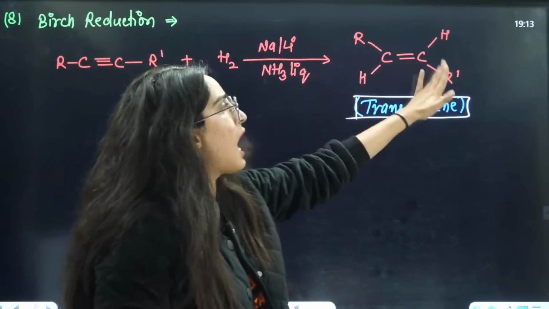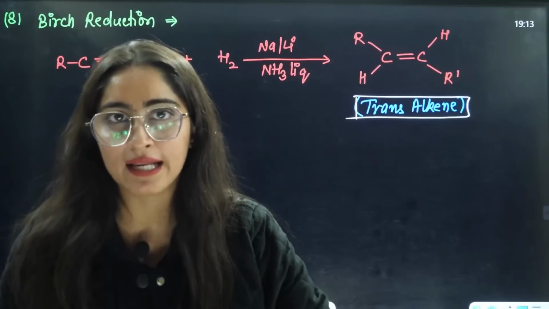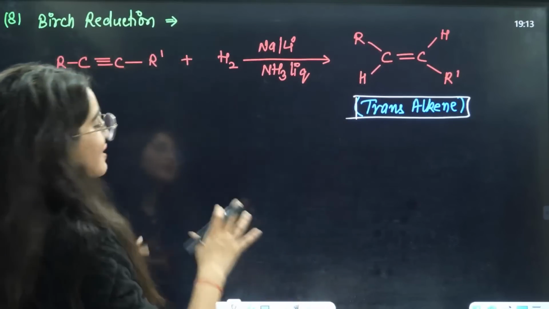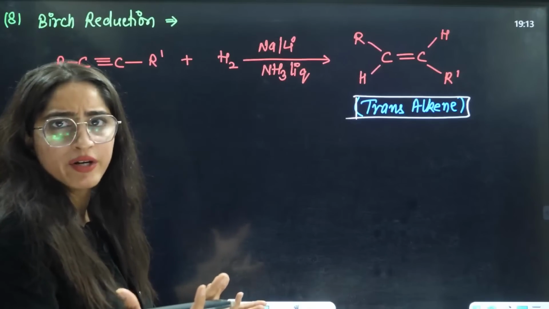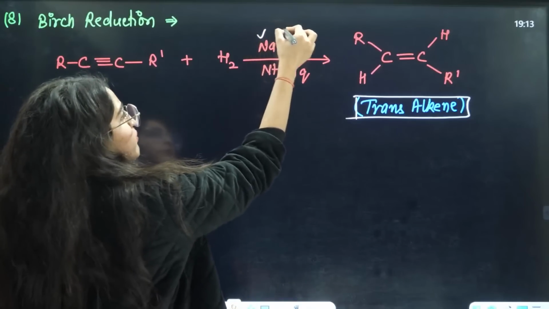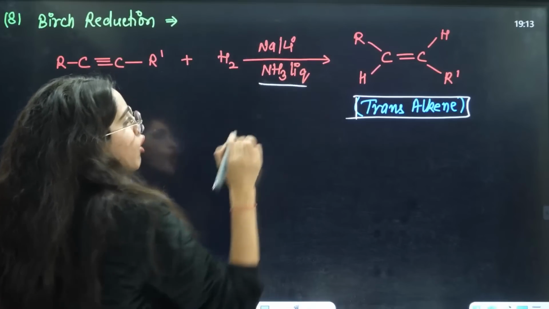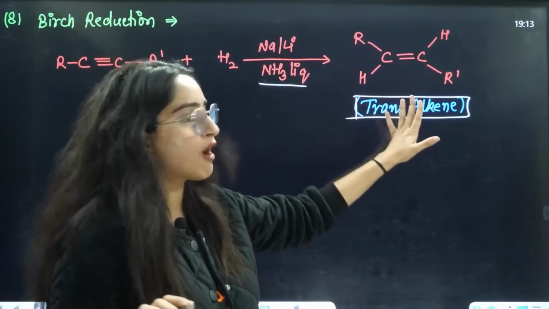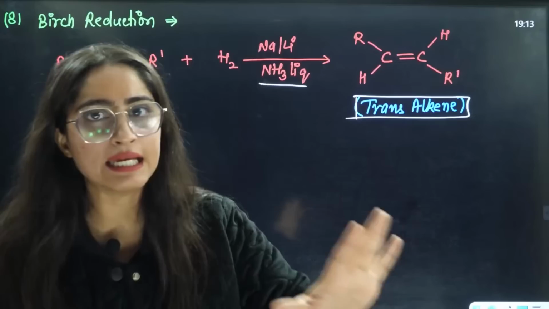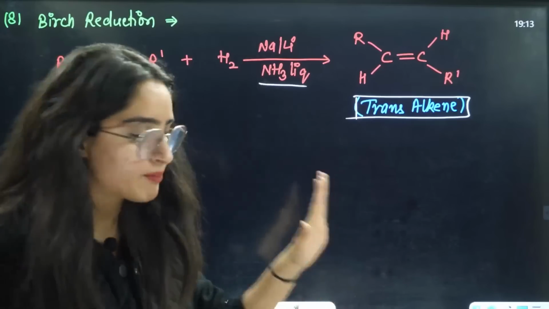That means the R groups will be on the opposite sides, right? Now, what is the reagent of Birch reduction? Either you can use sodium or lithium in presence of liquid ammonia. Then you will have the formation of trans-alkene here, right? Trans-alkene will be formed here.